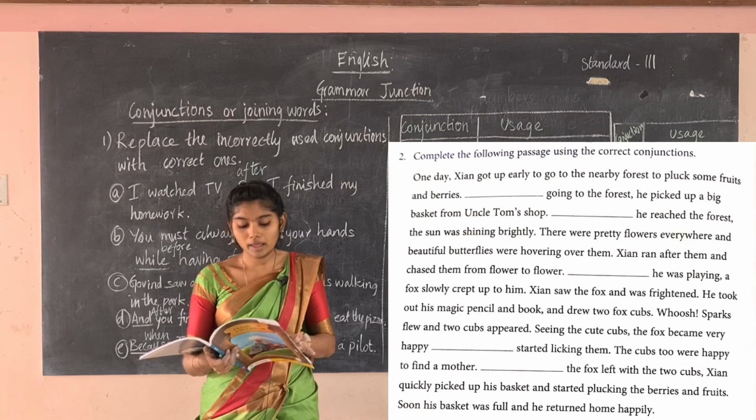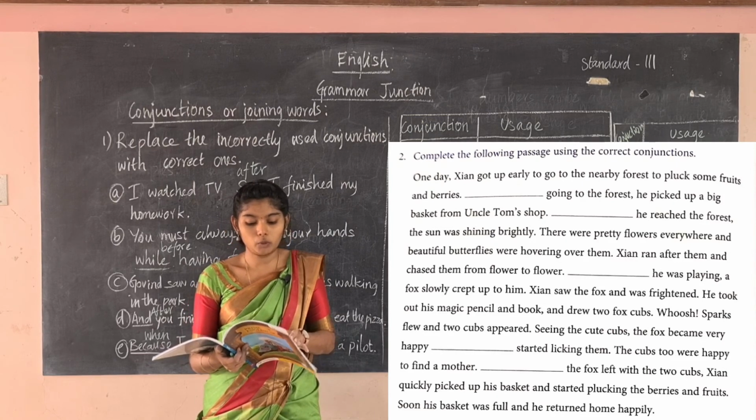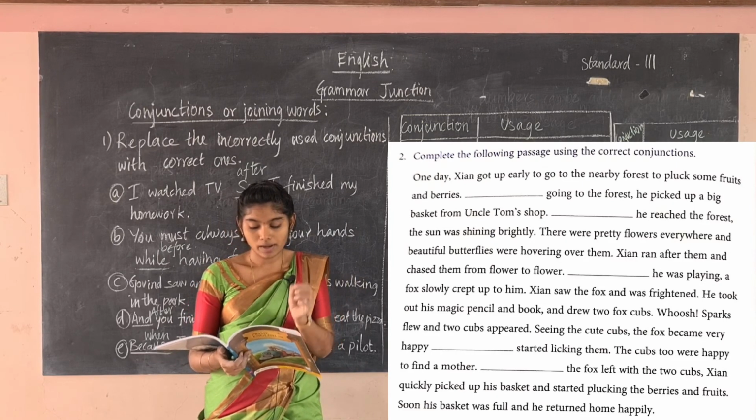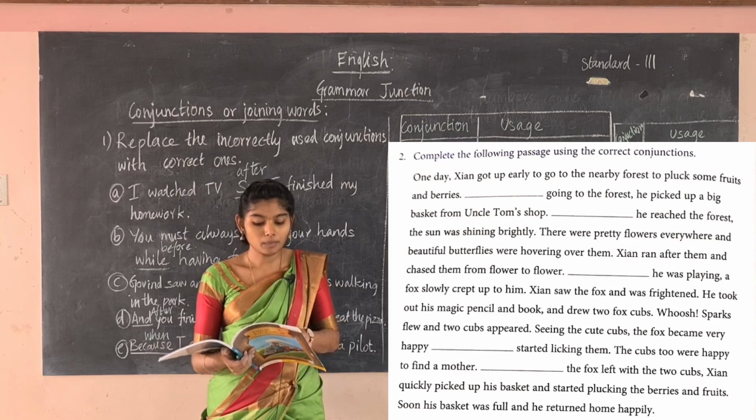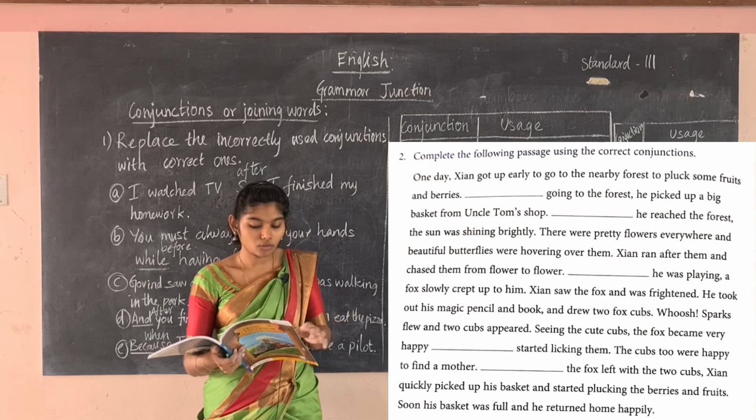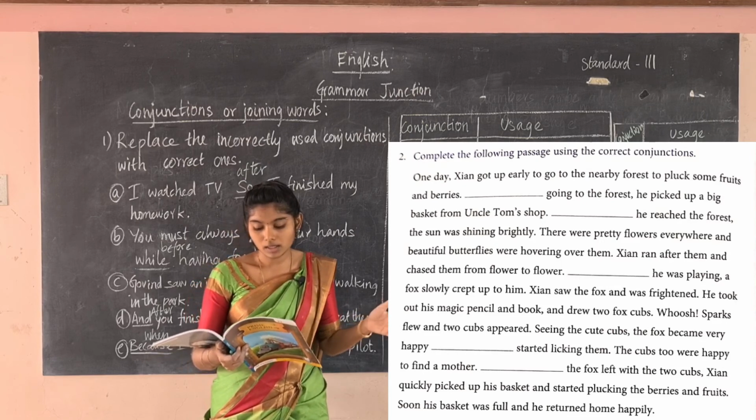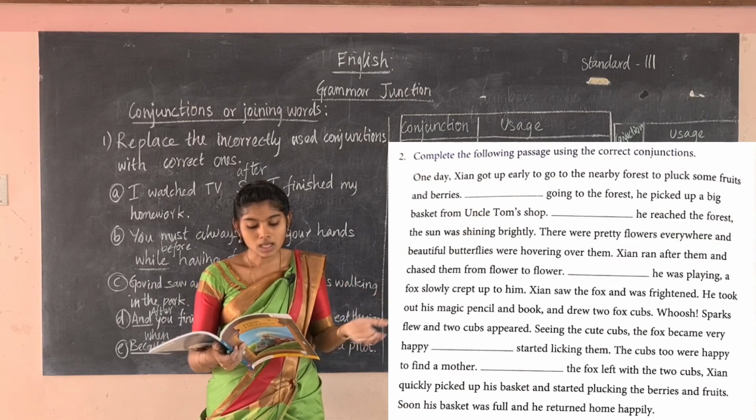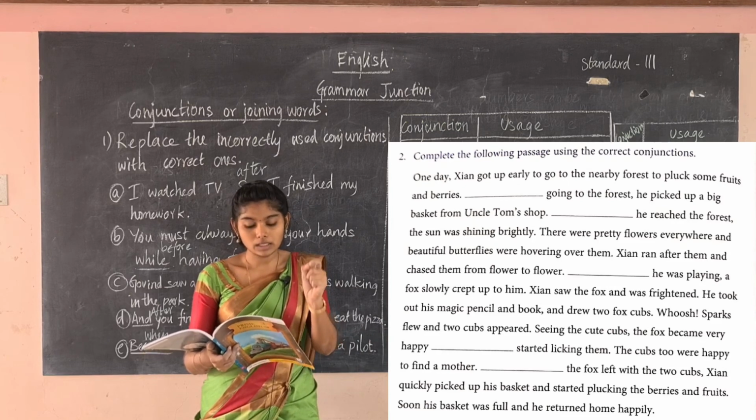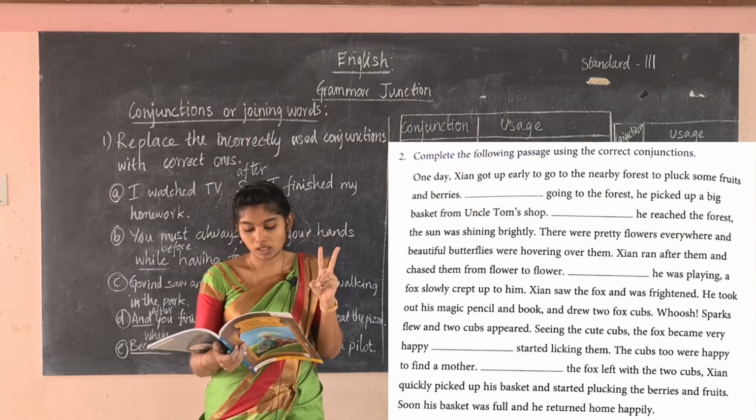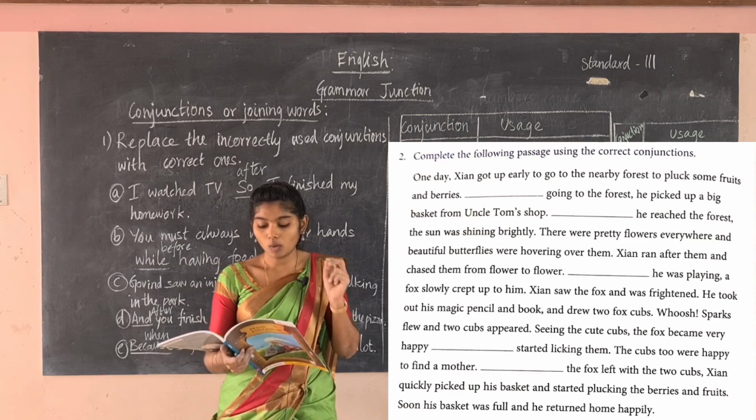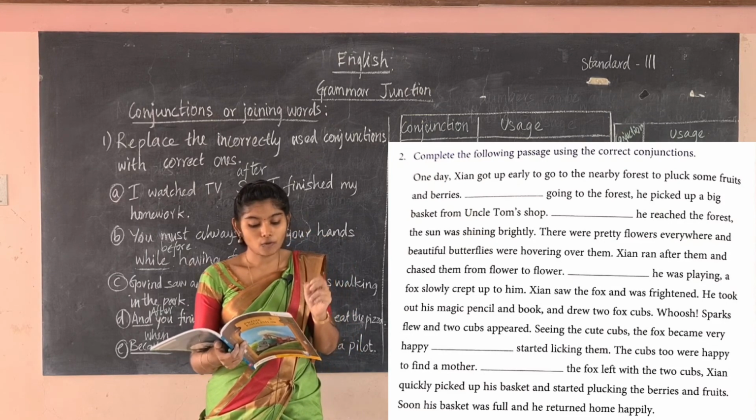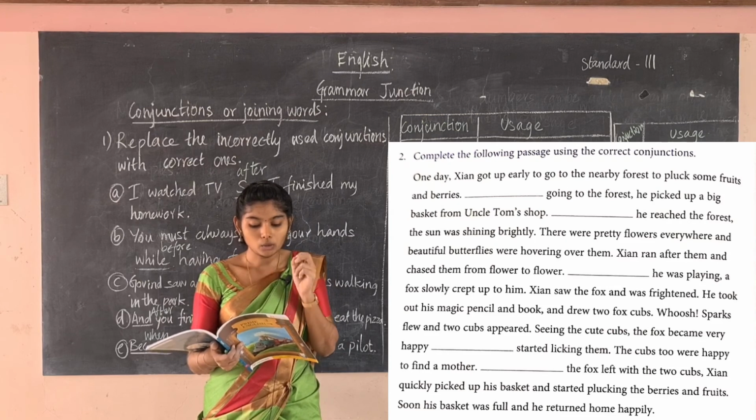While he was playing, a fox slowly crept up to him. Fox, you know what a fox is? So slowly, while he is playing, he saw a fox. So playing means there are two things happening. Where two things are happening, we have to use while. So while he was playing, a fox slowly crept up to him.